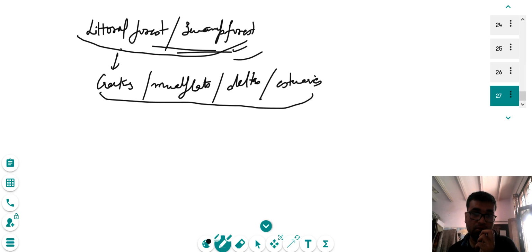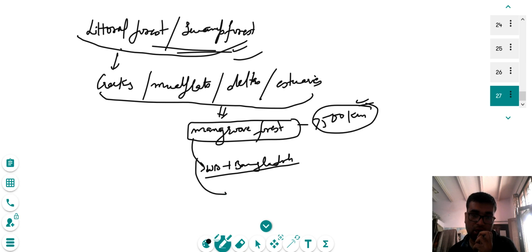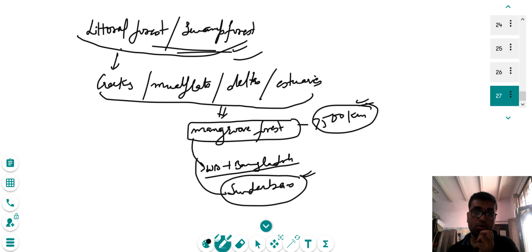And the mangrove forest is one type of littoral forest, and they are scattered all along the 7,500 kilometer long coastline of India. The densest mangrove forests are in West Bengal plus Bangladesh, and they are called the Sundarbans. These are the littoral forests.